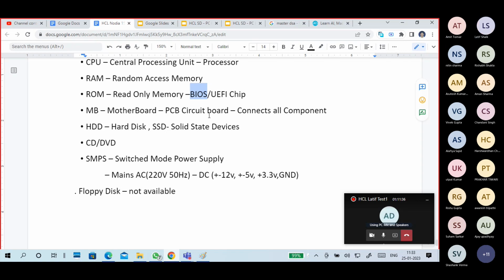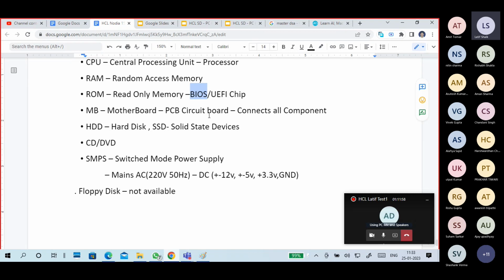Next one, guys, motherboard. Motherboard connects all the components. Like you have a CPU, RAM, BIOS, hard disk, anything should be connected to your motherboard. Either it is on the motherboard or you should connect it to the motherboard, including keyboard, mouse, everything, even if it is an external part.